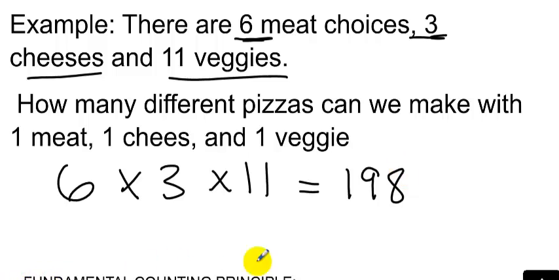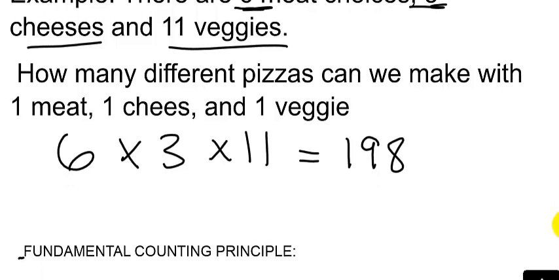This is the fundamental counting principle, which you can see right there. Okay, so if we're just given a list of items and we need to find out what the total number of outcomes are, we're simply just multiplying them all together.